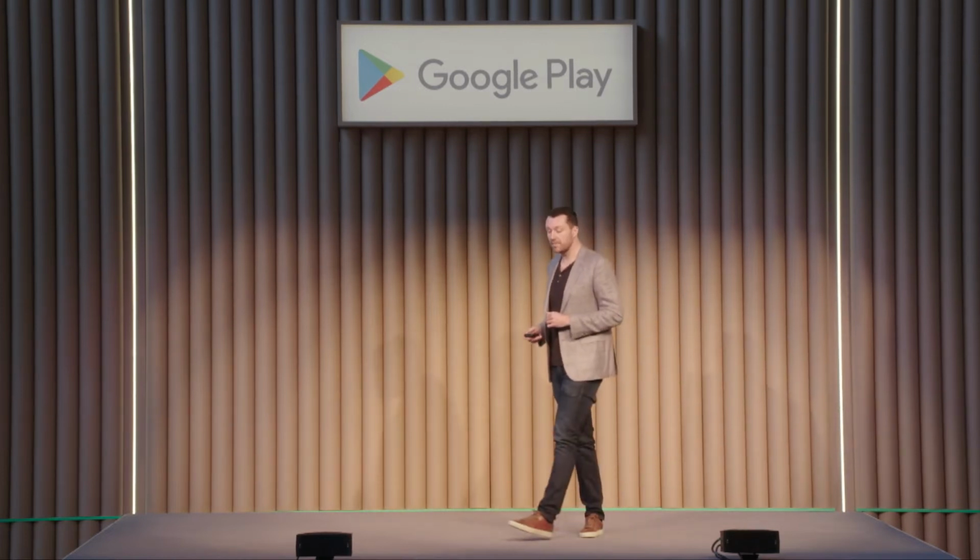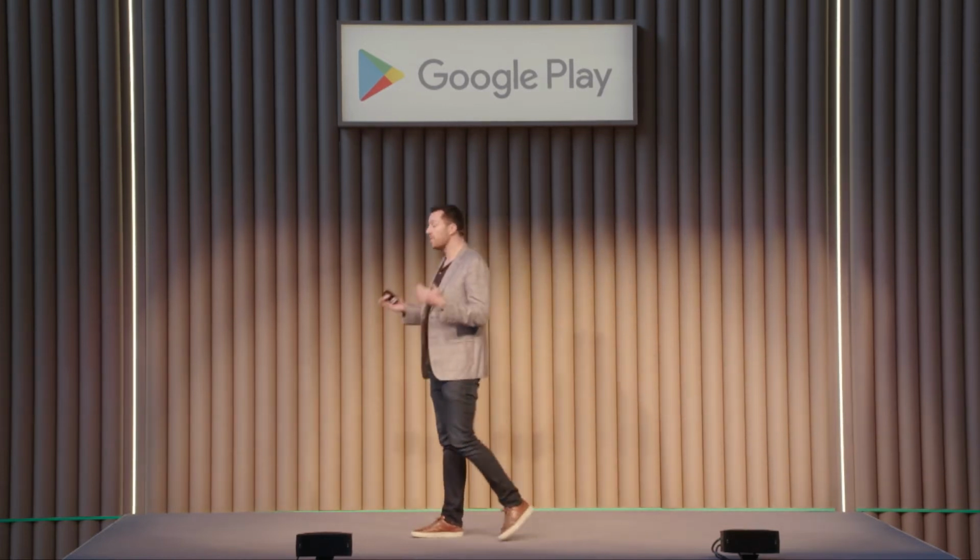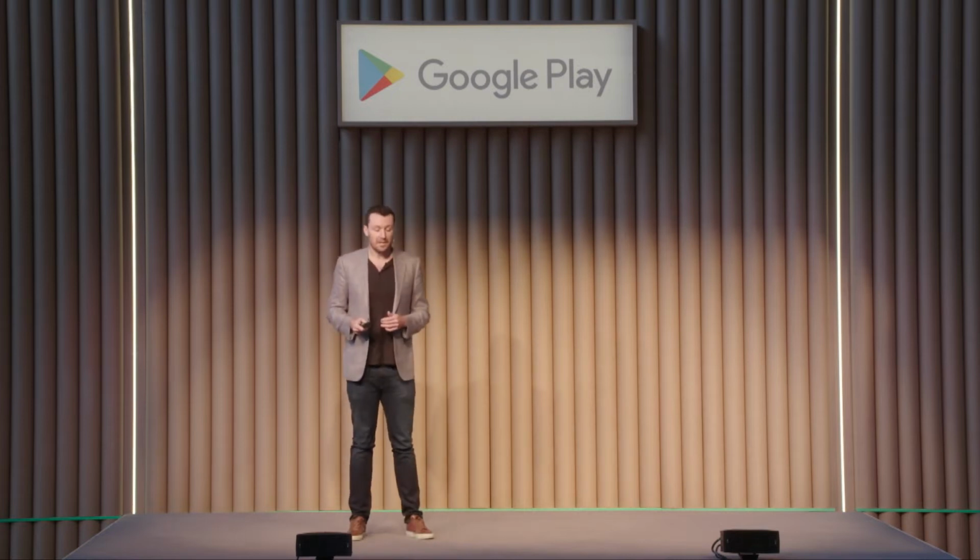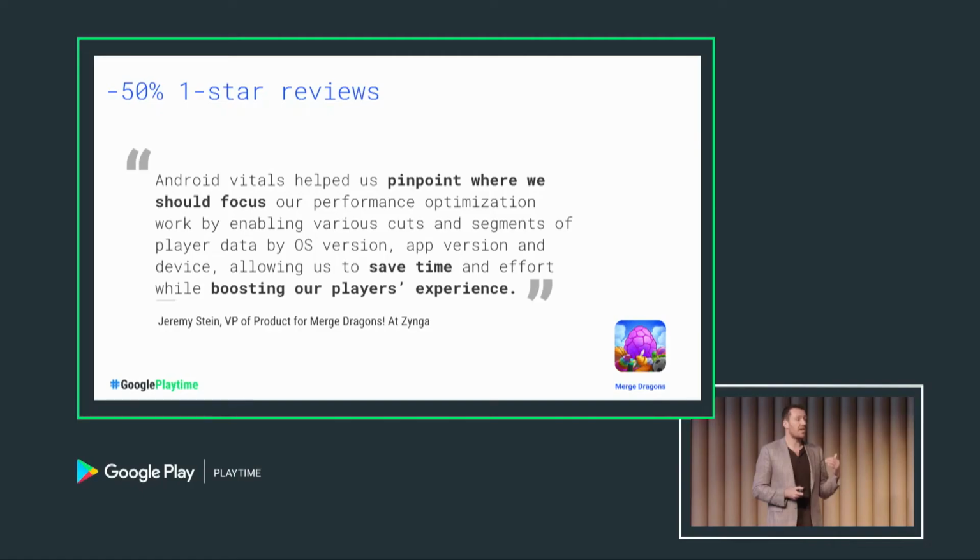Now let's jump into some examples of developers who have been improving the stability of their applications. The team behind Merge Dragons, the very popular Zynga game, was able to reduce their number of 1-star reviews by over 50% by using vitals to pinpoint issues within their application. This enabled them to boost their user engagement while saving their engineering team a lot of time in terms of debugging issues.